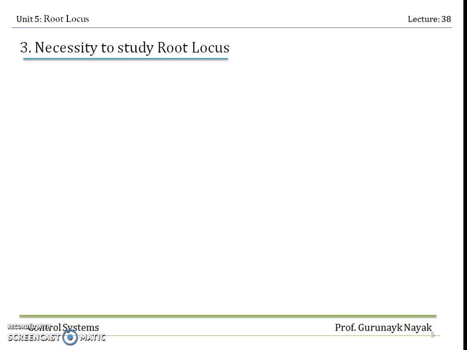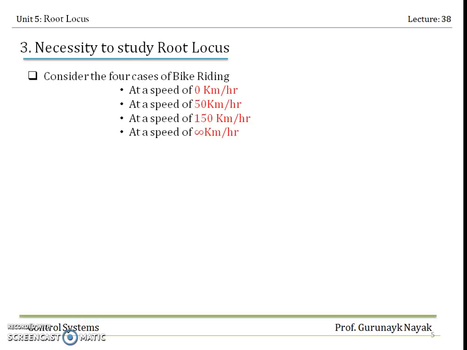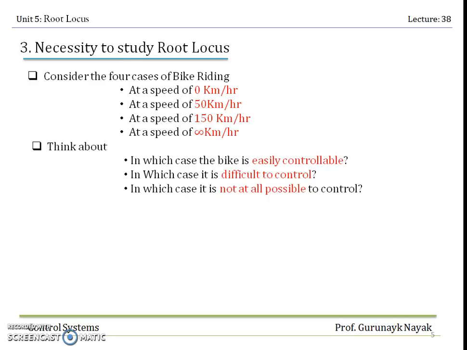Let us start with a key part, the necessity to study the root locus. Let us consider a practical example of four cases of bike riding. The first case is at a speed of 0 km/h, the second at 50 km/h, the third at 150 km/h, and the fourth case at a speed of infinite km/h. Let us put these questions in our mind. In which case is the bike easily controllable? In which case is it difficult to control? And in which case is it not possible to control at all?